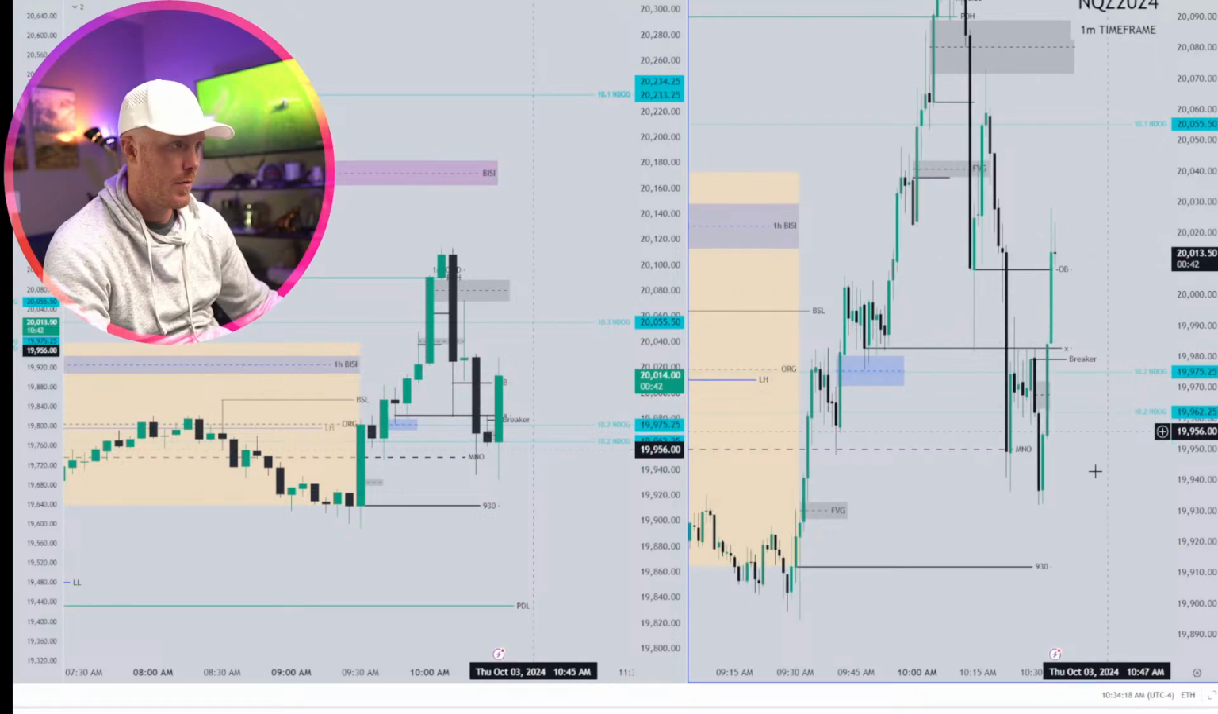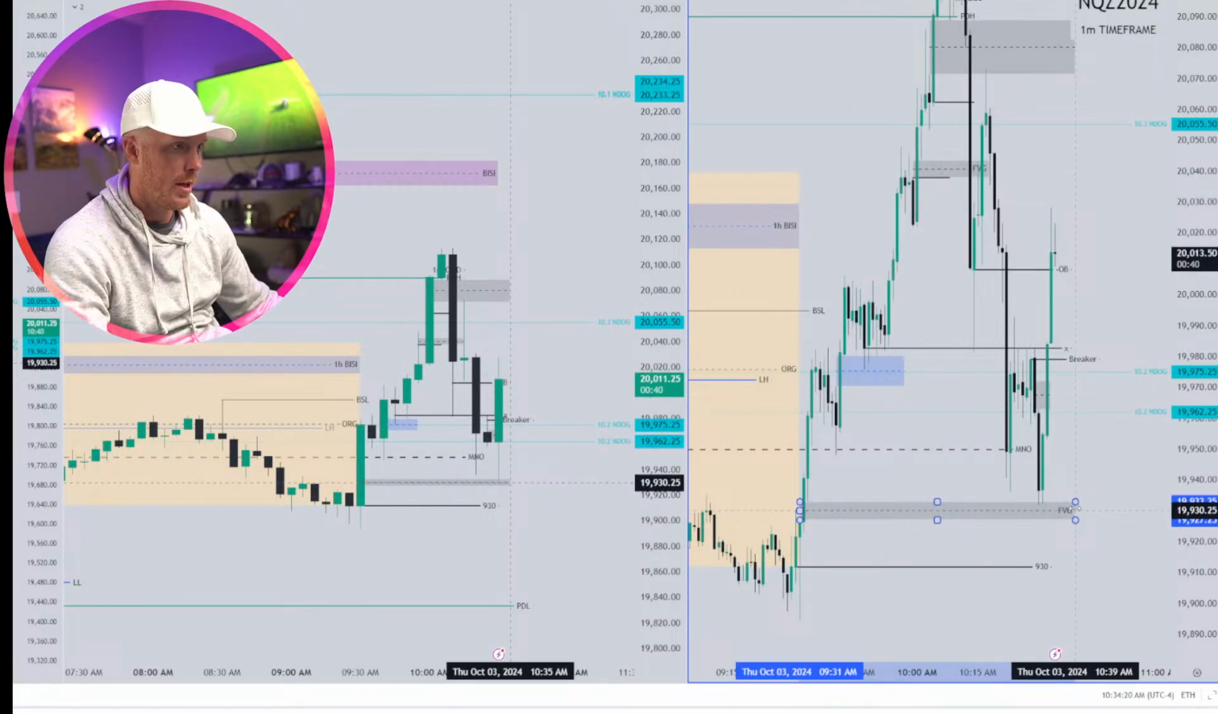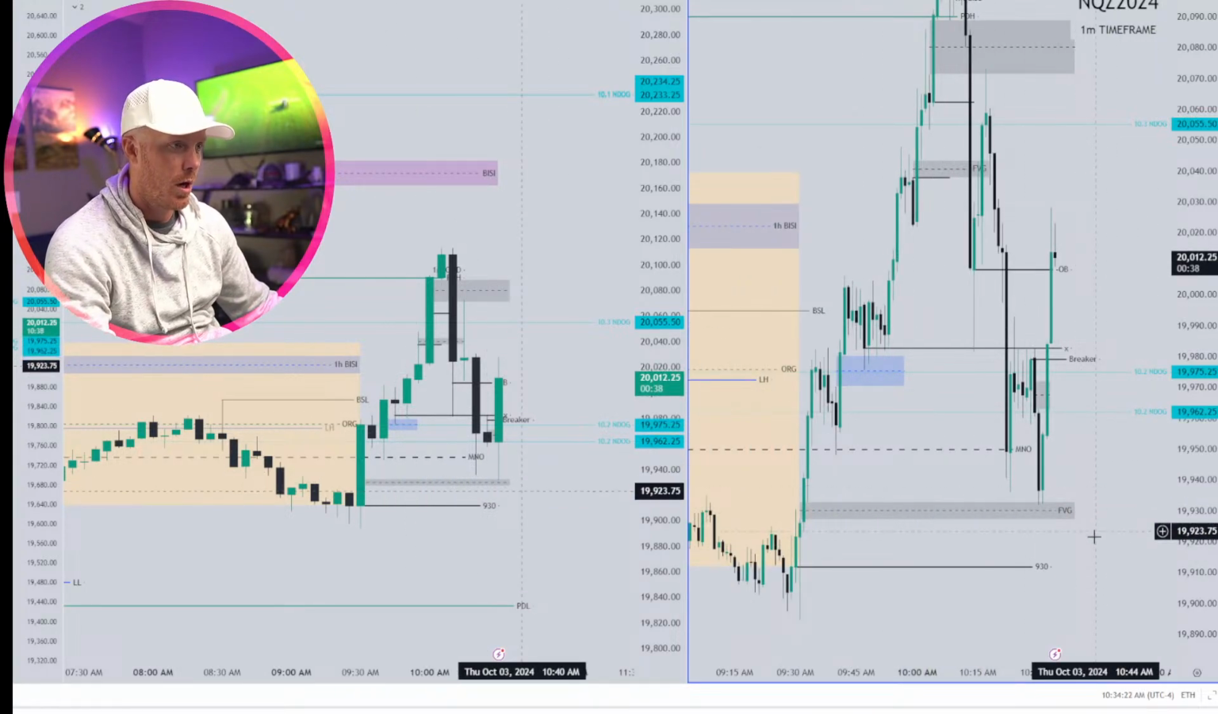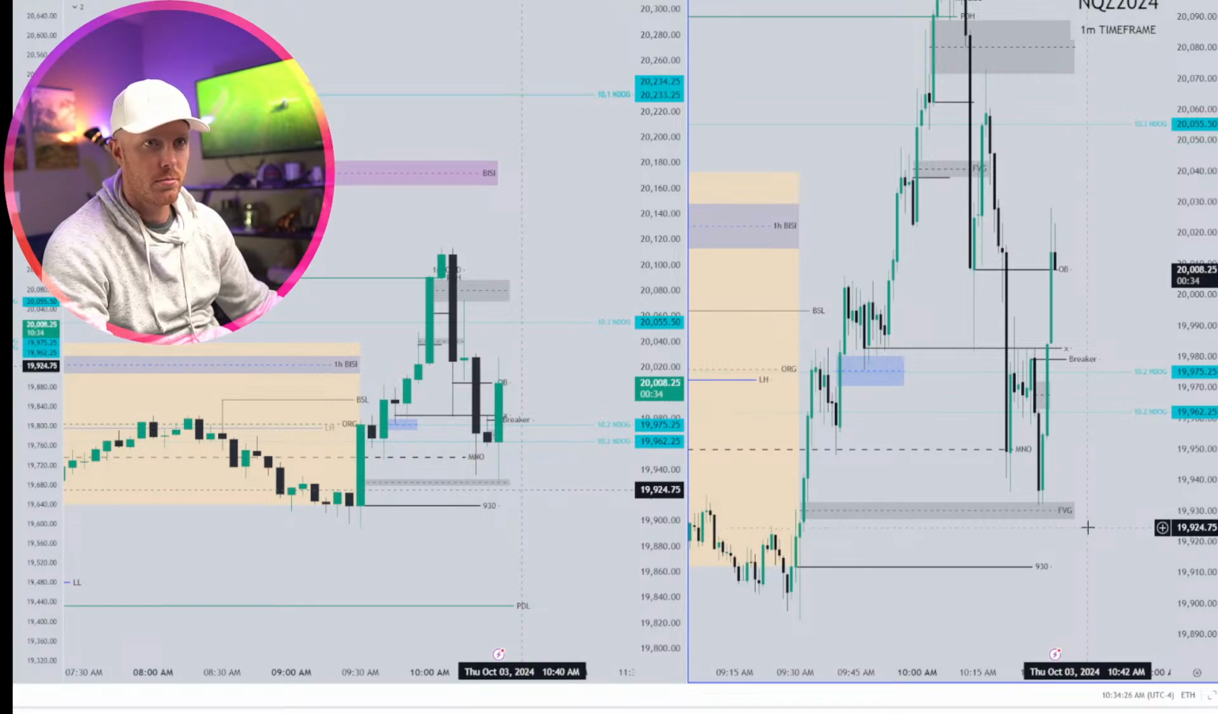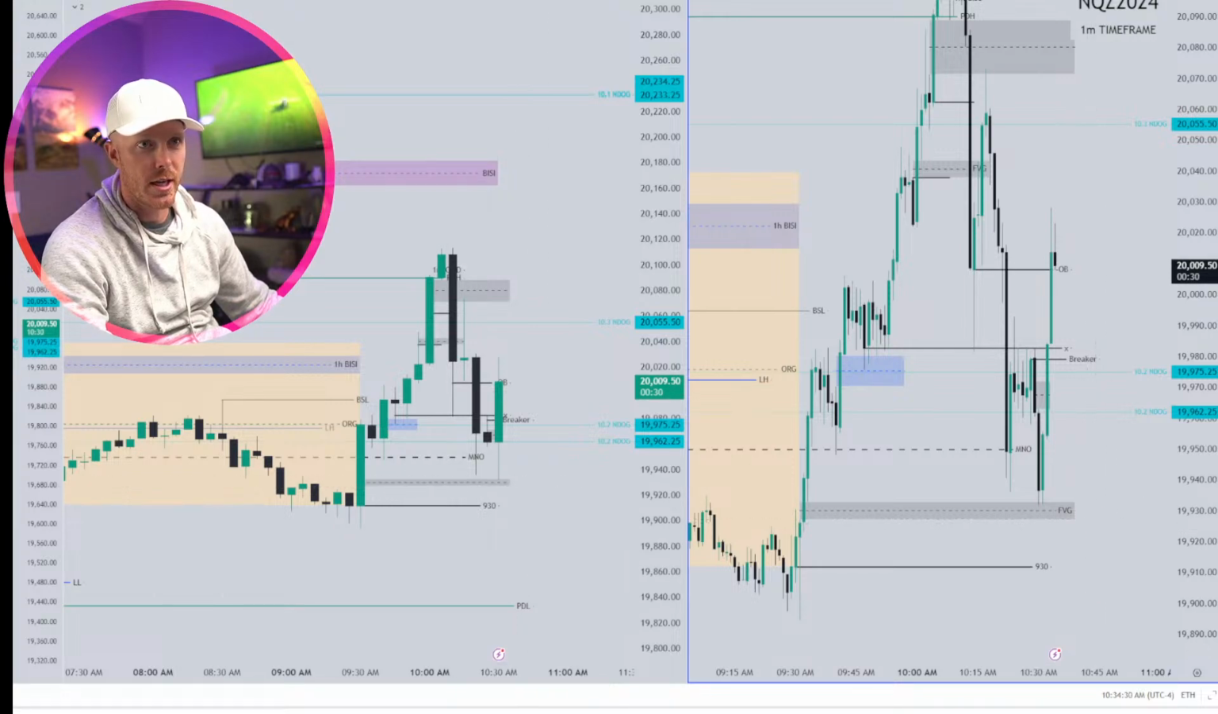Did it react on that first fair value gap? Holy cow, I did not see that. You are 100% correct. Good call, chart. Good call. Wait, was that who said that? No, that was Surgical Trader. Nice. Good call on that.